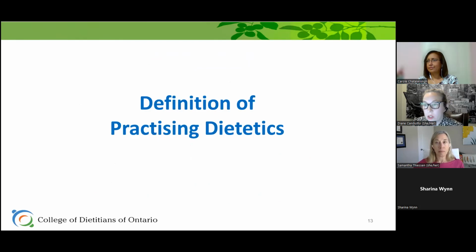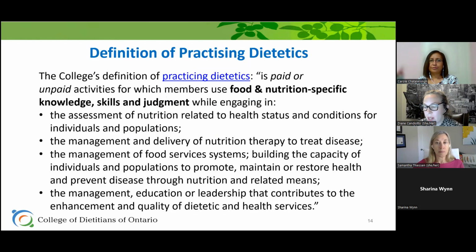So earlier we talked about the definition of practicing. The college's definition of practicing is developed to assist members in determining their practice hours and was designed to elaborate on the scope of practice statement in the legislation. As we know, the definition of practicing is quite broad and includes various areas of practice and workplace settings, and the description provides examples of activities for guidance, but it's not exhaustive.